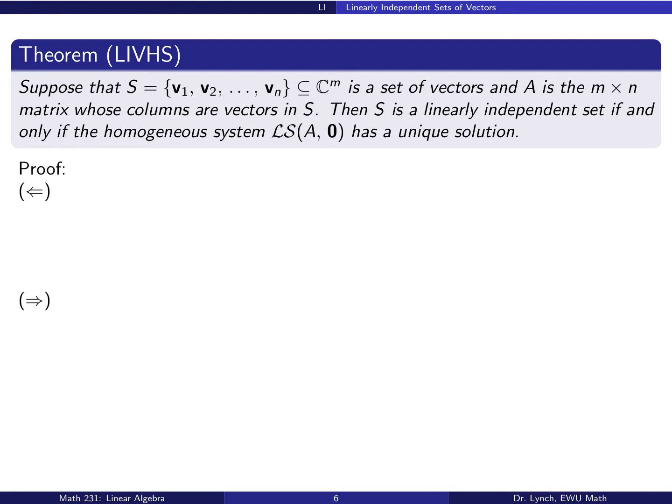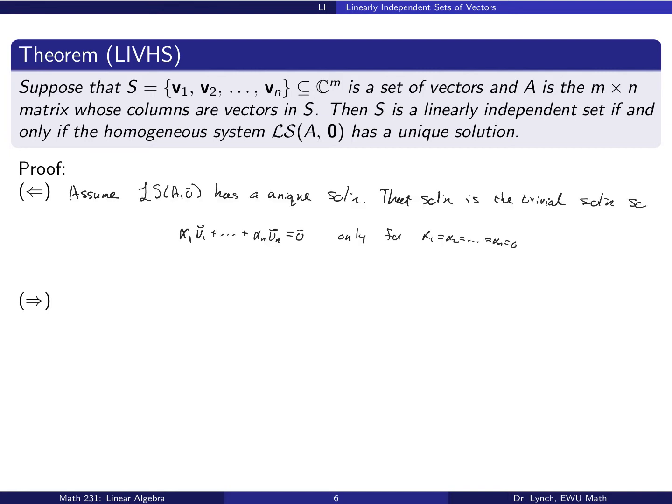We'll first prove the Q implies P statement by assuming that the homogeneous linear system has a unique solution. If the homogeneous linear system has a unique solution, well, that solution has to be the trivial solution. So the only way that a linear combination of the columns of the matrix A is 0 is if the coefficients of that linear combination are all 0. And this is exactly the definition of linear independence.